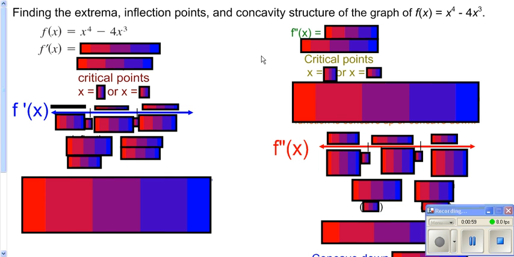So to find your extrema, inflection points, and concavity structure, you need to first of all start off by taking your derivative. So we'll take our function, we'll take our derivative, set our derivative equal to 0 and solve it. So we'll pull out our common factor. Then we get critical points from 2 things multiplied together to give you 0, of 0 and of 3. We'll put those on a number line.